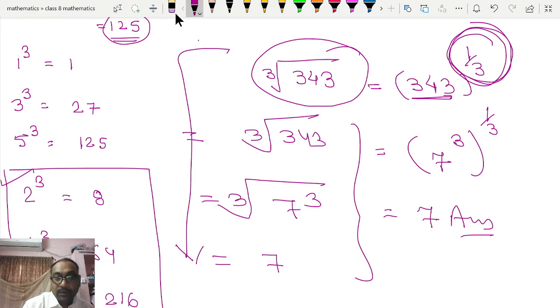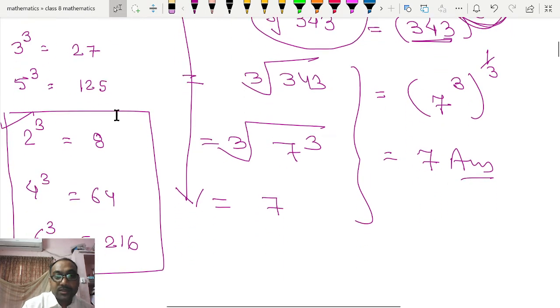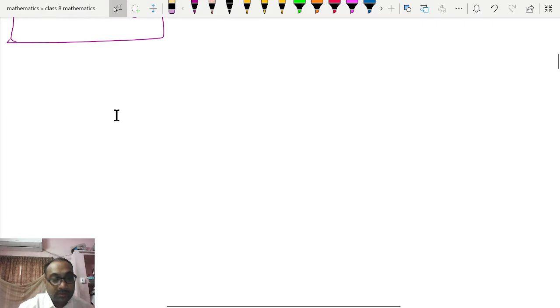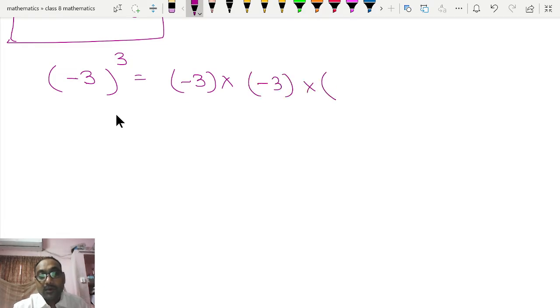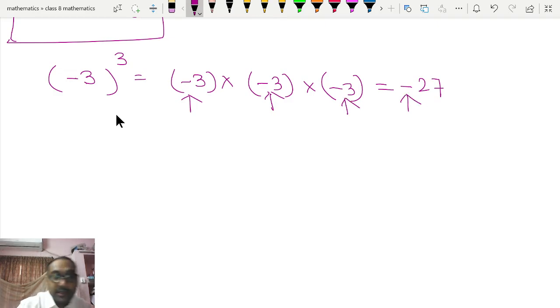Now we have discussed cube and cube root of even and odd numbers. If we are talking about negative numbers, the cube of a negative number is always a negative number, because if you multiply a negative number an odd number of times, the result will also be negative. But when we were finding square root, it will always be positive.